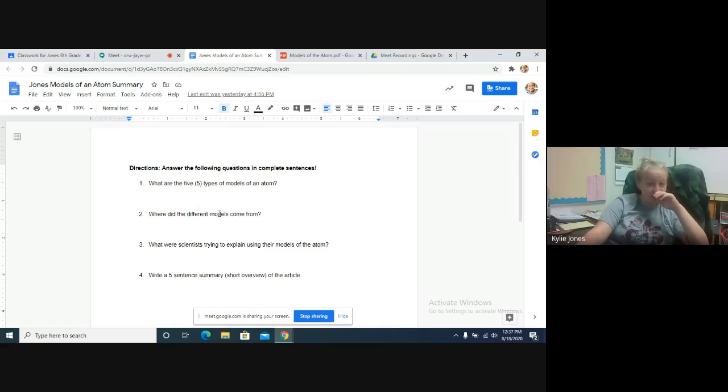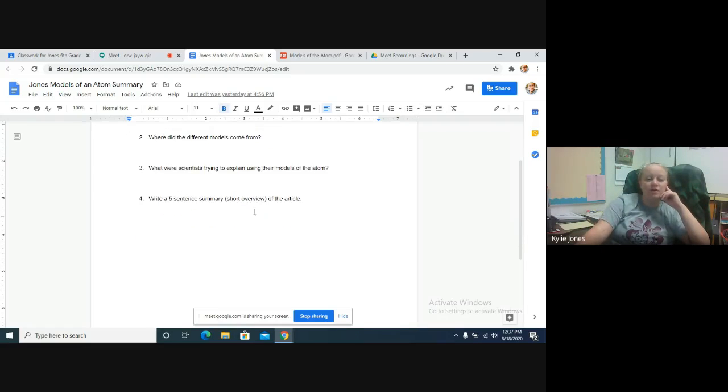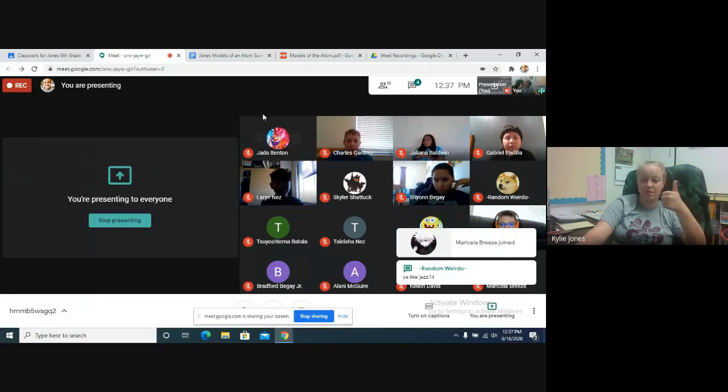Number 2, where did the different models come from? So who thought of them, where did they come from? Number 3, what were scientists trying to explain using their models of the atom? So what was the scientific thing that they were trying to explain by creating their models? And then number 4, you guys are going to write a 5-sentence summary, so a short overview of the article, kind of like the summary we did in ELA this morning. Okay, how's that sound? Thumbs up if you're good.